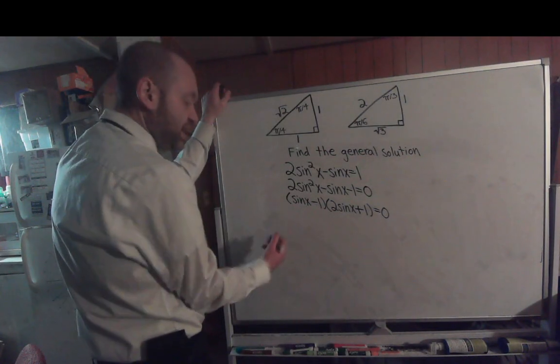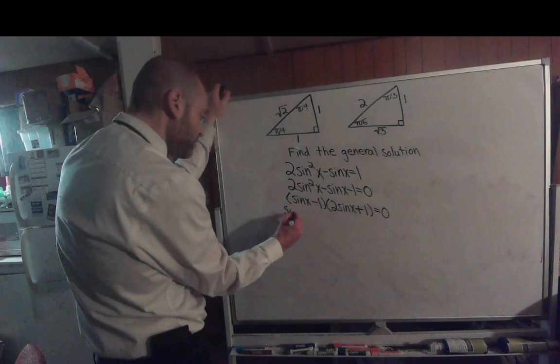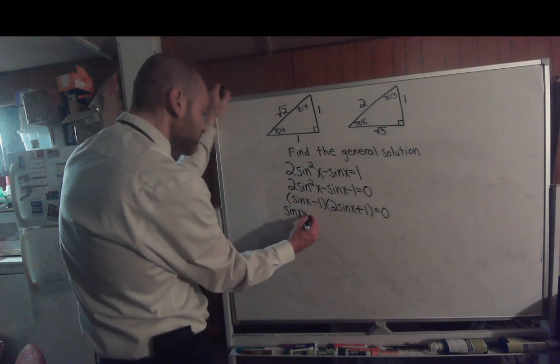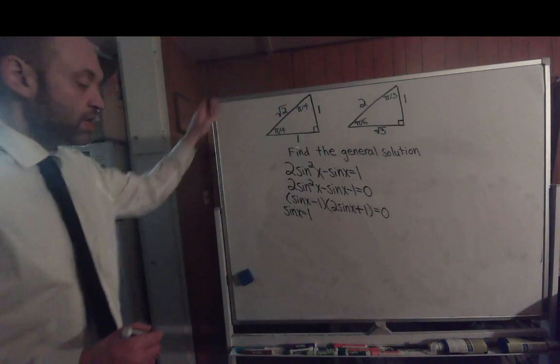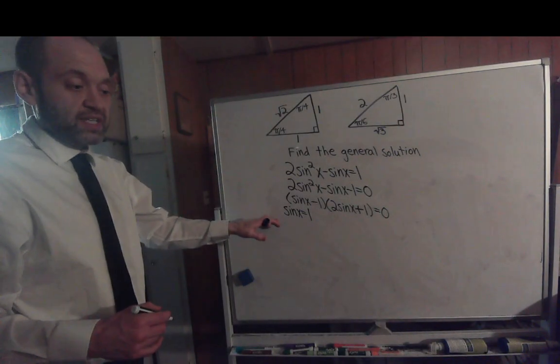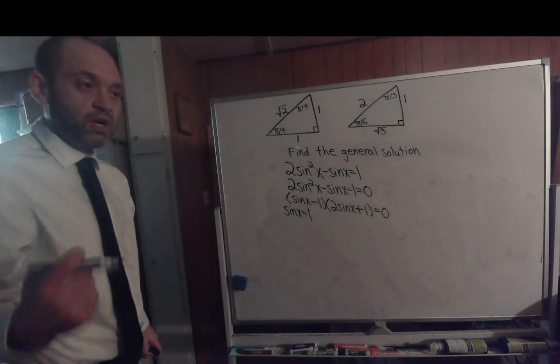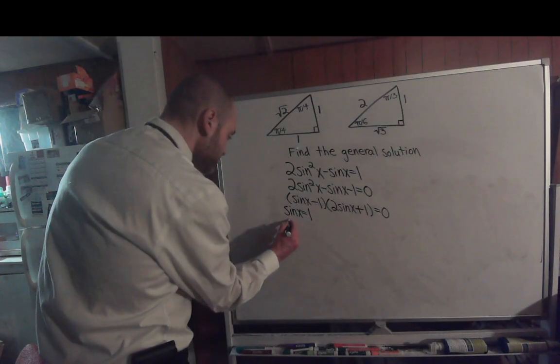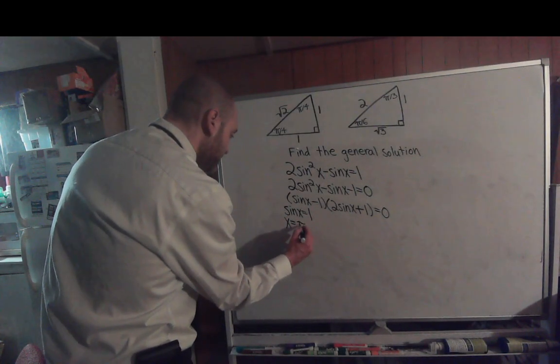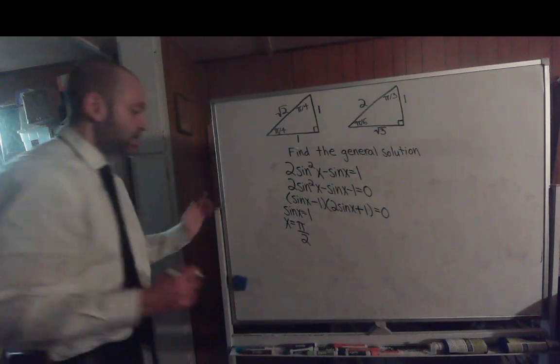So set the sine of x minus 1 equal to 0, you just get the sine of x equals 1. Well, the sine of x equals 1 only, if you're going from the interval from 0 to 2 pi, at pi over 2. So you get x equals pi over 2 for that.